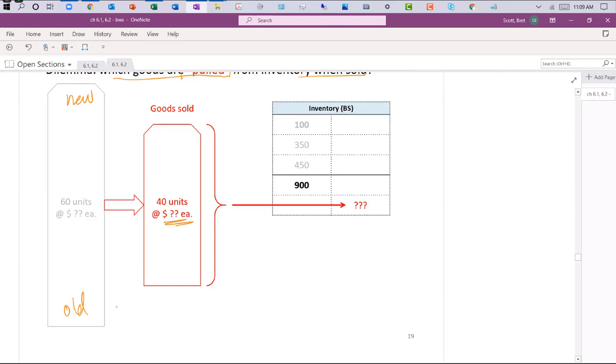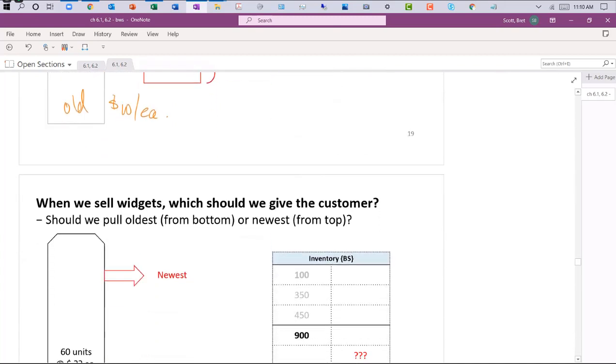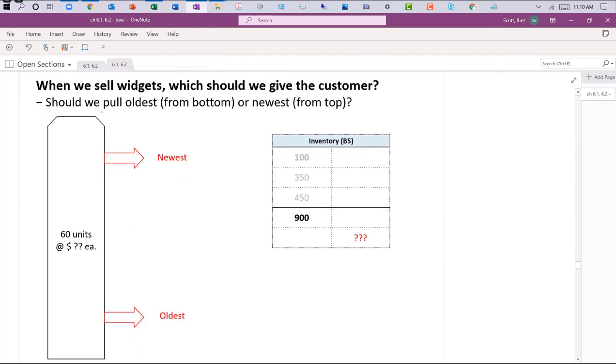Remember, the old stuff was at what? $10 each, right? So if I pull from the bottom, that's going to have a different cost per unit than when I pull from the top, which was $18 each, right? So that's why we have these different methods of determining how to cost these units out. So let's say we sell 40 units. What is the cost going to be of those units? If we sold all the units, we would just go ahead and credit 900,000, but we're only pulling 40 and leaving some behind. So in this case, should we pull from the oldest or should we pull from the newest?